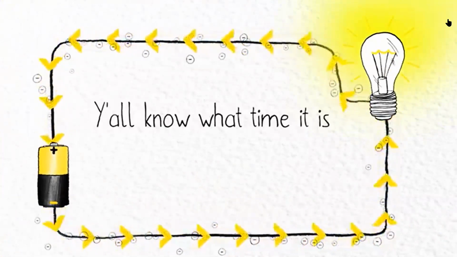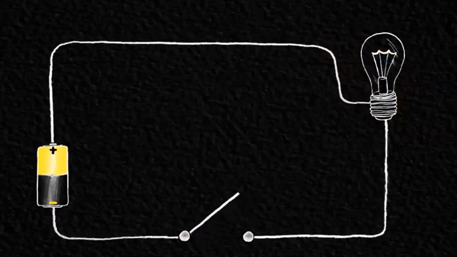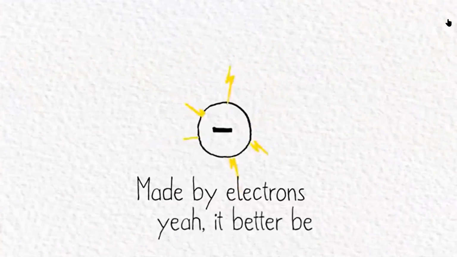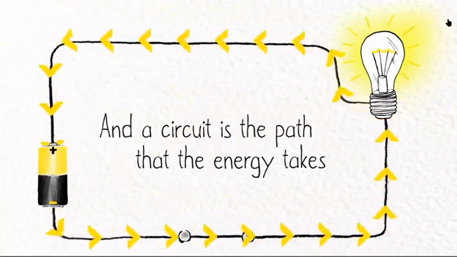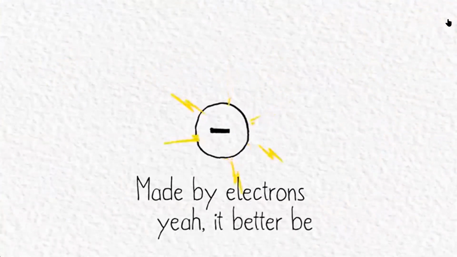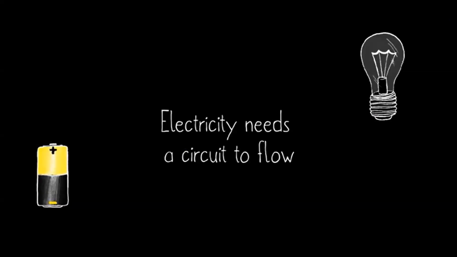Y'all know what time it is. Vocabulary. Let's go. Electricity is energy made by electrons, yeah, better be. A current is the flow each and every day, and a circuit is the path that the energy takes.